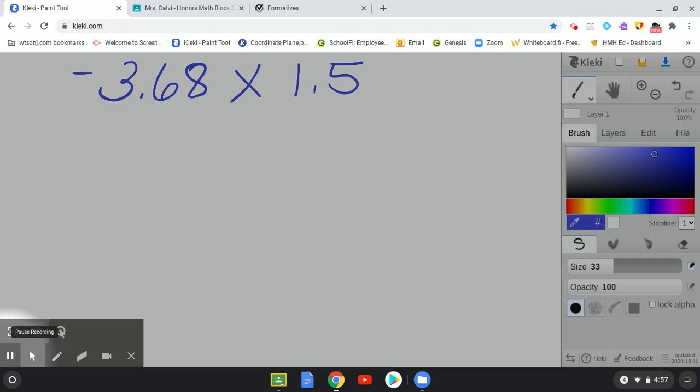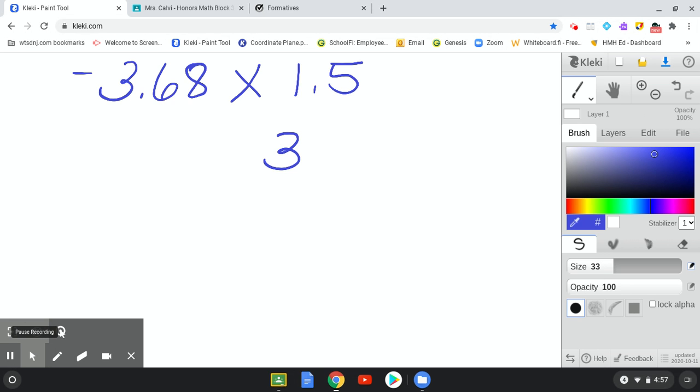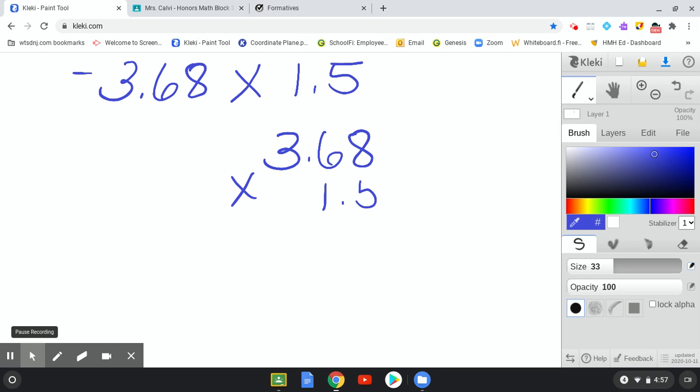All right, so here I'm going to start with the one that has the most digits, 3.68. I'm going to multiply that by 1.5. Do not line up your decimals. Shift everything to the right. I'm going to figure out my sign first. I have a negative times a positive. My signs are different. My final answer is going to be negative. So I'm going to put my negative sign so I don't forget it.